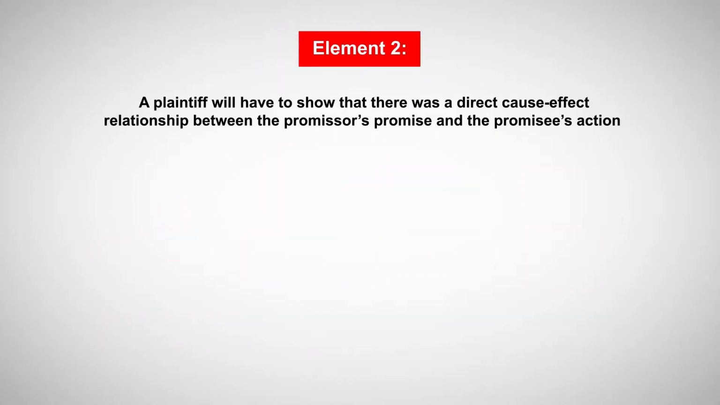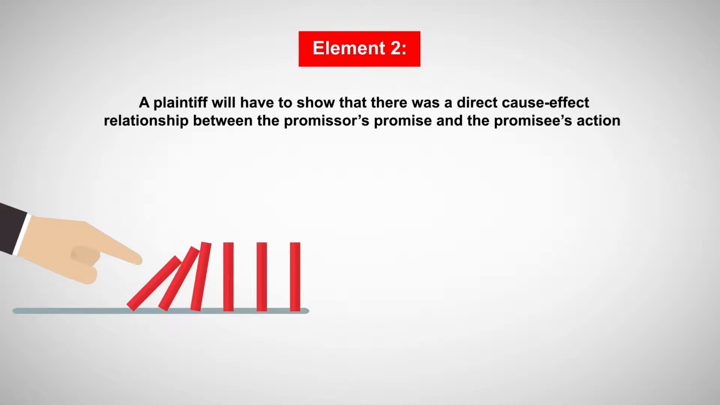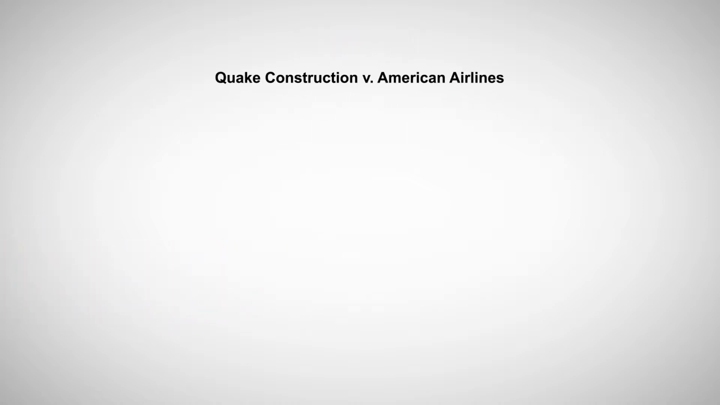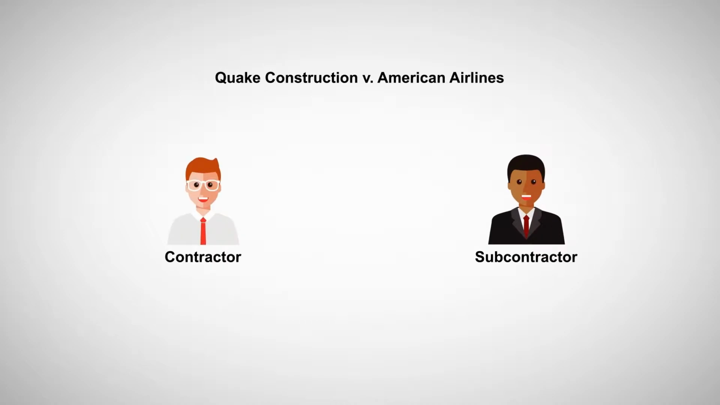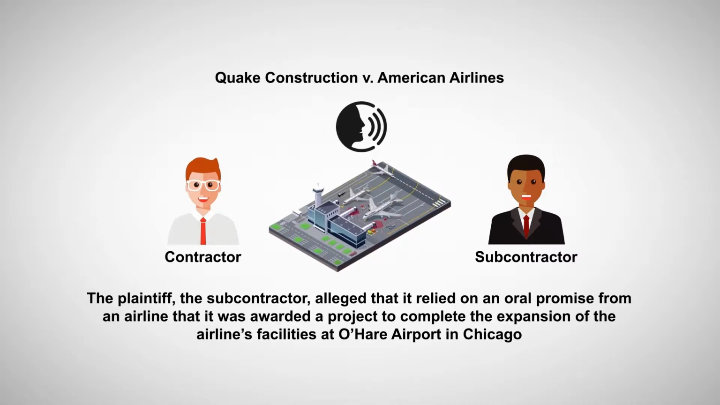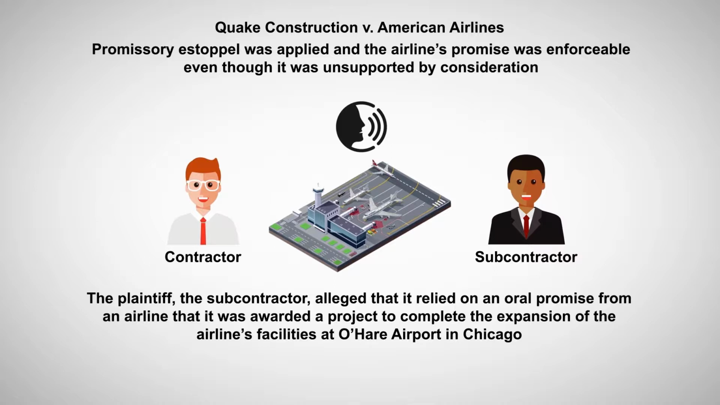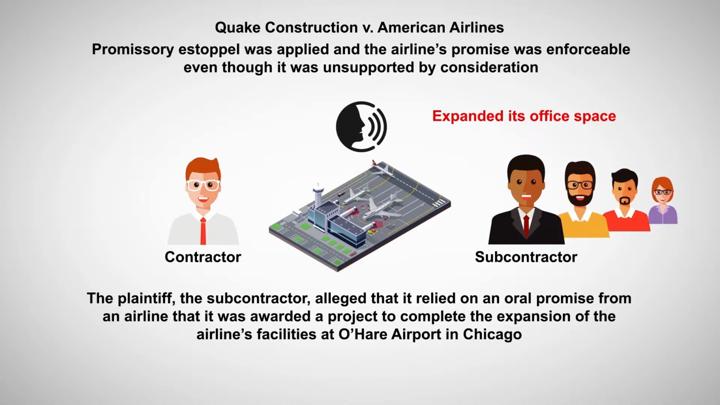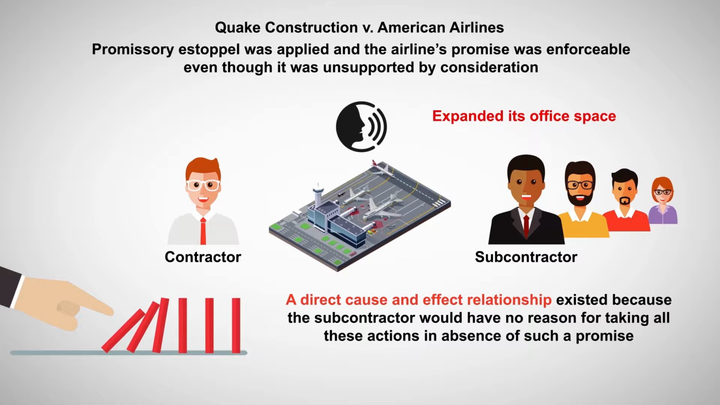Second, a plaintiff has to show that there was a direct cause and effect relationship between the promisor's promise and the promisee's action. Quake Construction v. American Airlines also involved a subcontractor dispute about work on a construction project, but this time it was the subcontractor who sued. The plaintiff, the subcontractor, alleged that it had relied on an oral promise from an airline that it was awarded a project to complete the expansion of the airline's facilities at O'Hare Airport in Chicago. Promissory estoppel was applied, and the airline's promise was enforceable even though it was unsupported by consideration. The subcontractor, in reliance of the promise, had expanded its office space, hired a project manager, and secured other subcontractors for the facility expansion project, all because of the oral promise. A direct cause and effect relationship existed, because the subcontractor would have no reason for taking all these actions in the absence of such a promise.